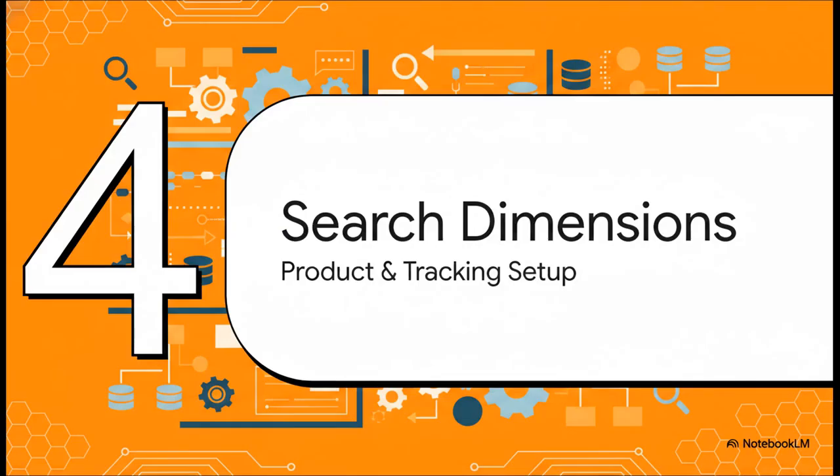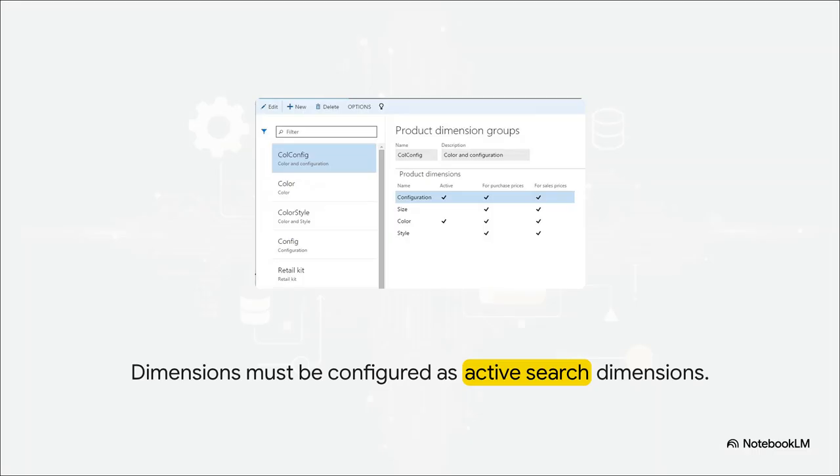Which brings us to Section 4, Search Dimensions, covering product and tracking setup. Here's a little secret a lot of analysts miss. Product, tracking, and storage dimensions, they're essentially invisible to the search engine. Seriously, unless you explicitly check them as active search dimensions in your setup, the system just completely ignores them.